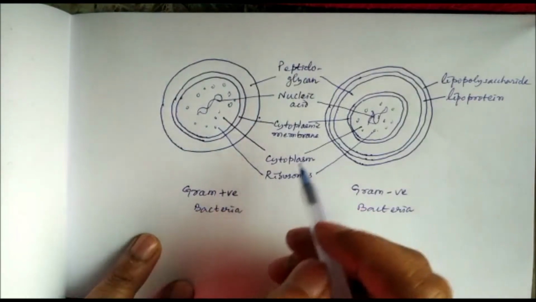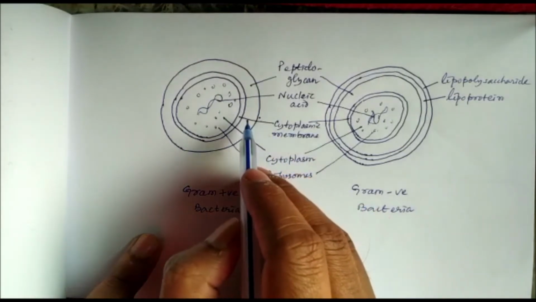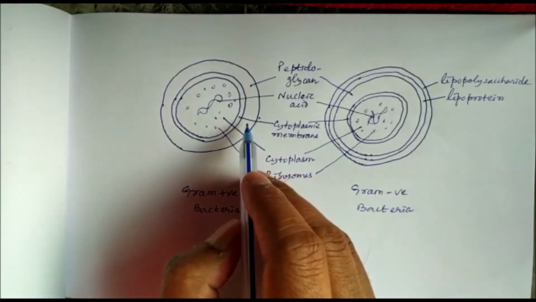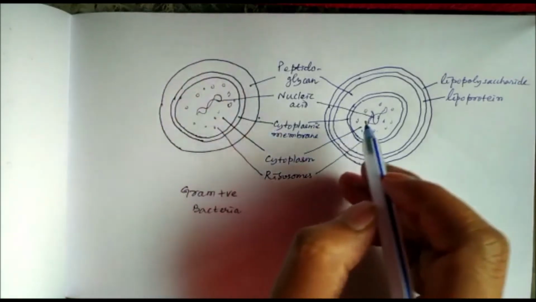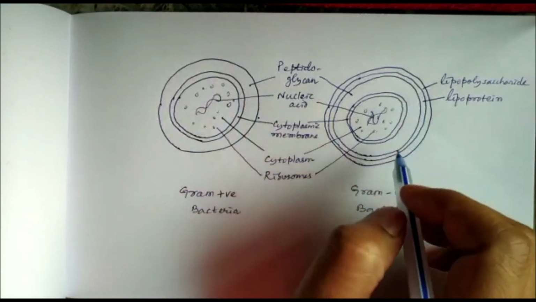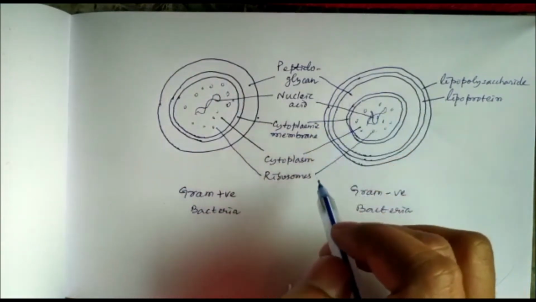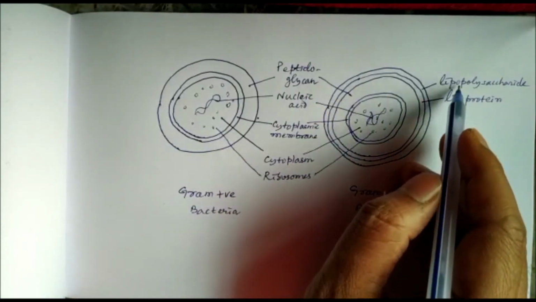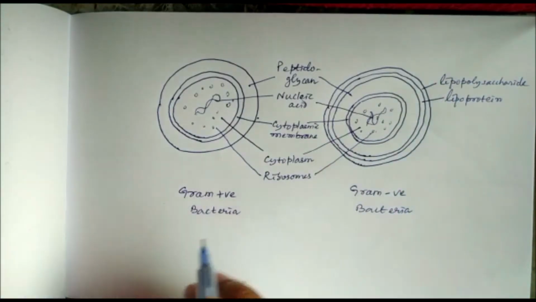And you can see here the difference is that in gram positive, the major component is peptidoglycan, which is thick, almost 40 layers thick. Whereas this peptidoglycan in gram negative is single layered. And in addition to peptidoglycan, there is presence of lipoprotein and lipopolysaccharides in case of gram negative bacteria. So this is the difference.